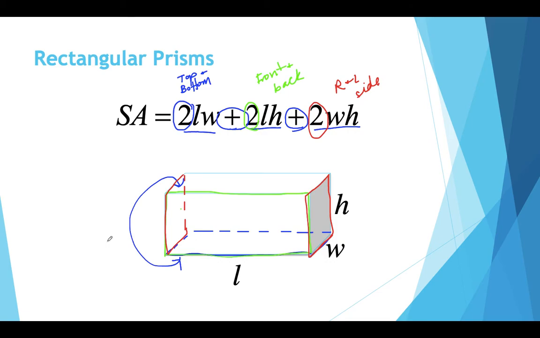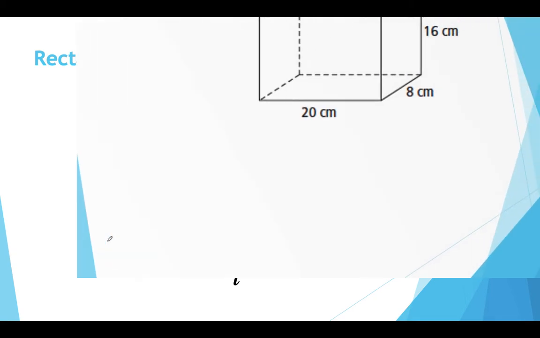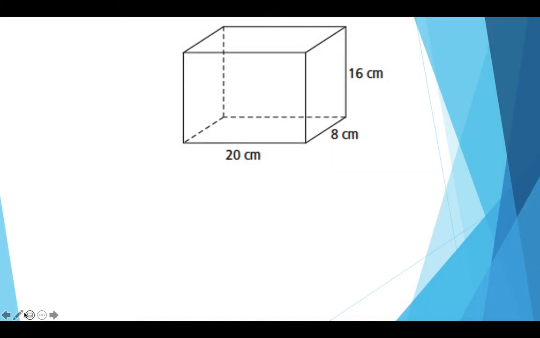So let's try this with an actual example, rather than just the letters. If you have your notes with you, you can find this in your notes on the last page where it says 12.8 surface area of prisms. Okay, so if I write down the formula, surface area equals 2 times length times width plus 2 times length times height plus 2 times width times height. The 20 is the length, the 8 would be the width, and the 16 would be the height.